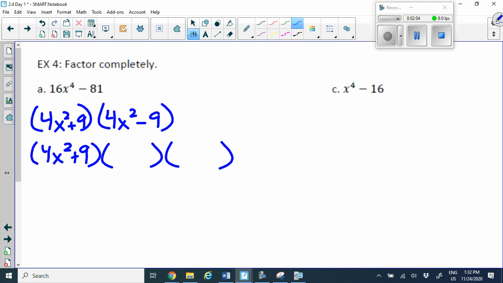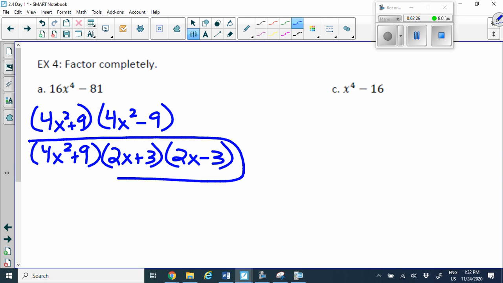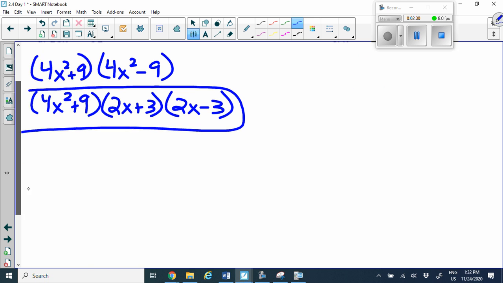Anytime you see a squared or anything that is not linear, see if you can factor it a little bit more. So 4 and 9 are perfect squares. Square root of 4 is 2. Here we're going to do 2x and 2x because that'll give us the square. And then square root of 9 is 3. I'm going to have a plus and a minus. Now we got that down to a linear, so we can't factor it anymore. This will be our final solution here. Okay, let's go ahead and do part B here.